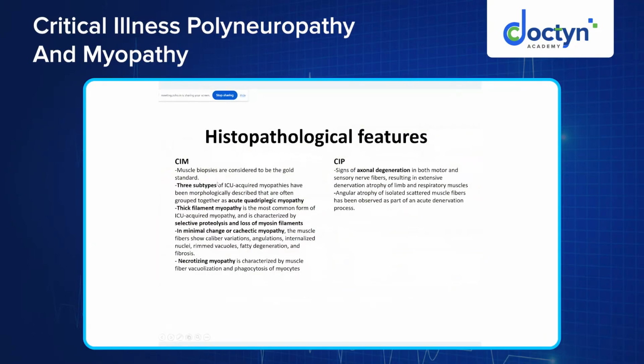If you go for the histopathological features of CIP, you will see signs of axonal degeneration. But in CIM, muscle biopsies are considered to be the gold standard. Morphologically, they have been grouped into the three types which we had talked about: cachexic myopathy, thick filament myopathy, and necrotizing myopathy. In minimal change or cachexic myopathy, the muscle fibers show caliber variations, angulations. Necrotizing myopathy is characterized by muscle fiber vacuolization and phagocytosis of myocytes.